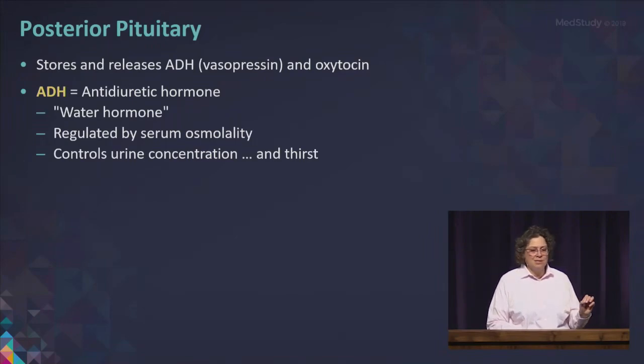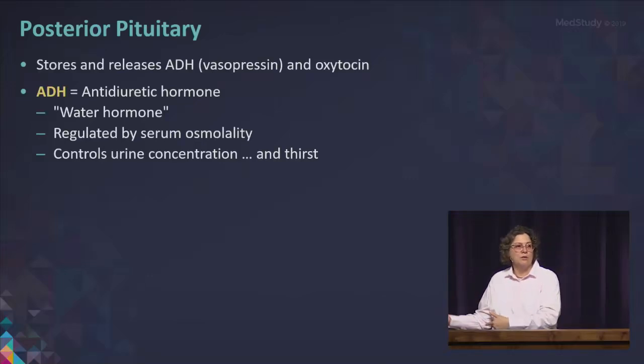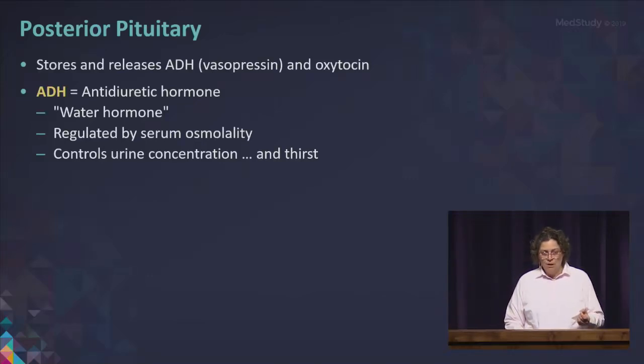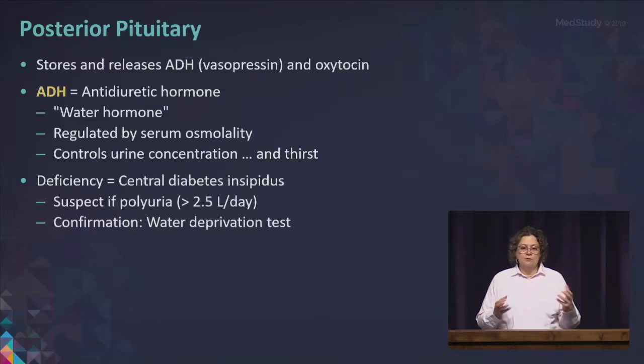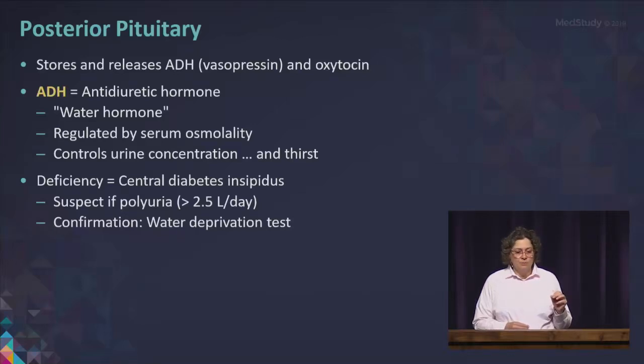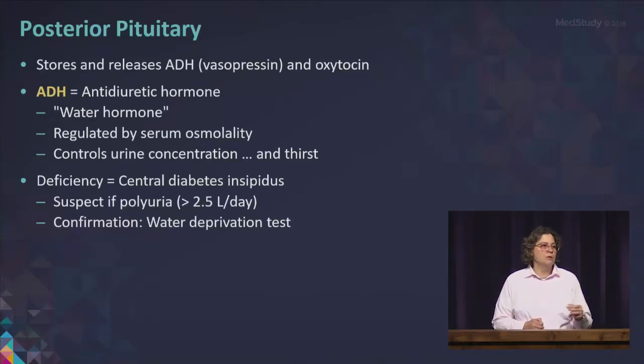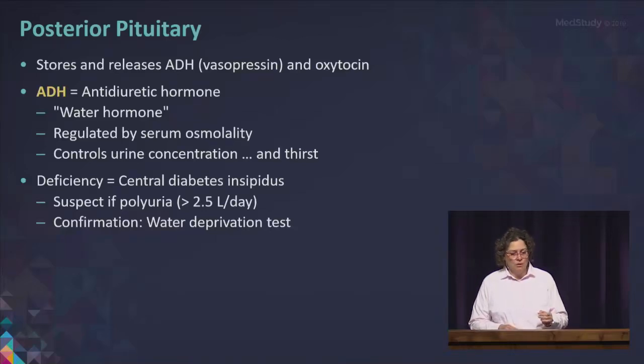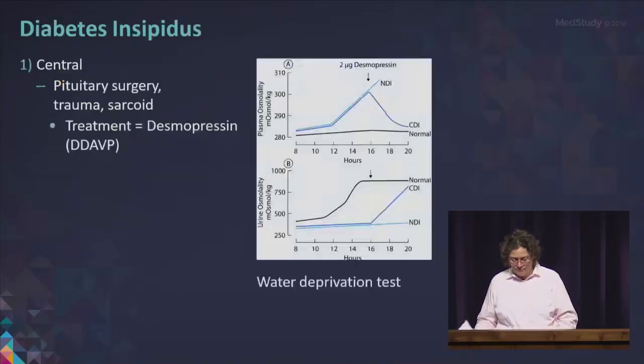It is regulated by serum osms, and again, it controls urine concentration at the level of the kidney, how much water you're going to pee out, and when the serum osms get high enough, it will also impact thirst along the way. But the first thing it does is urine osms, urine water. When there is a deficiency at the level of the posterior pituitary, the terminology is called central diabetes insipidus. You suspect diabetes insipidus when you have marked polyuria, and that's generally more than 2.5 or 3 liters of urine output a day. And the confirmatory testing is called a water deprivation test.